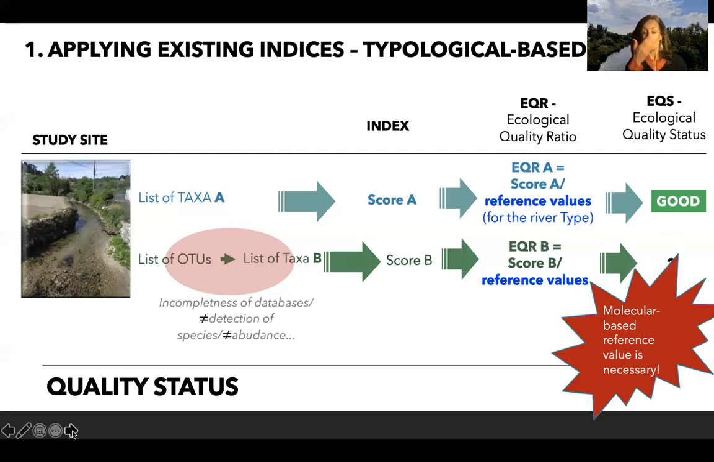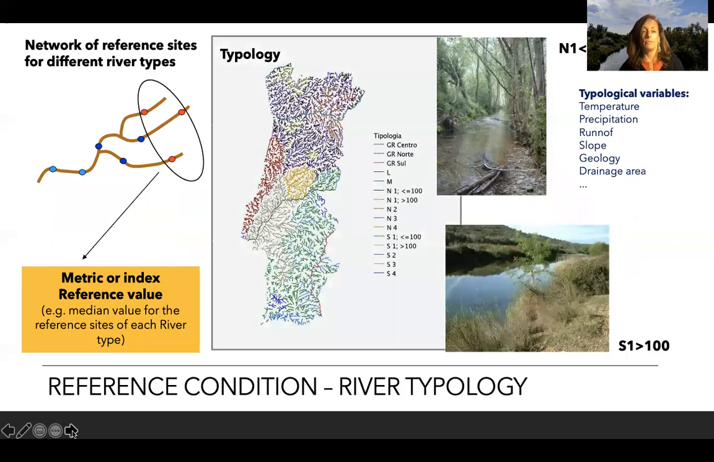So to apply this method, we would need a molecular based reference value, which is something that usually we don't have. Looking at what was done before, we divided our rivers into types, and these types were built based on information such as air temperature, precipitation, altitude, geology, drainage area, or size of the river.